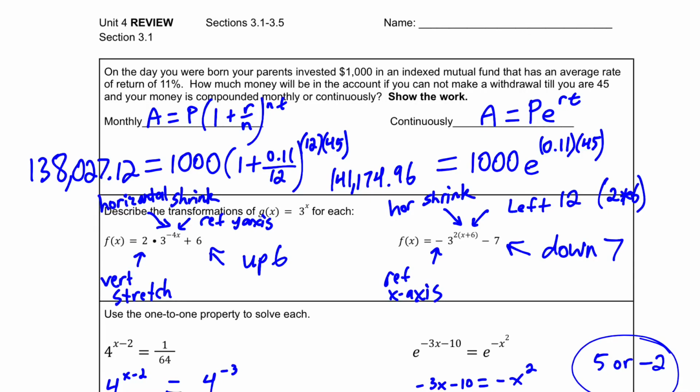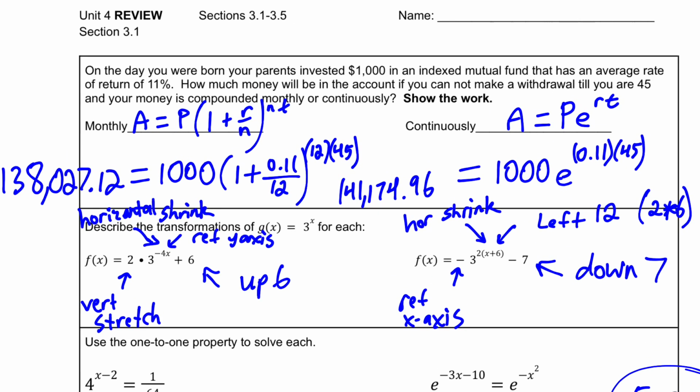This is the Unit 4 review for sections 3.1 through 3.5. In 3.1, we had some interest work. We're going to use this formula for monthly interest. We're going to use that the amount is the principal times 1 plus the rate divided by the number of times you're compounding, in this case monthly, multiplied by that same number times the number of years.